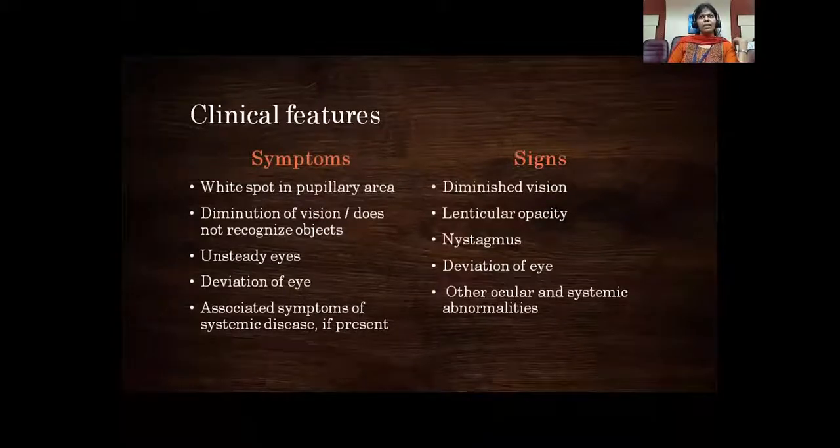And what will the signs be? Again, diminution of vision, less vision. As per age, we can check the vision and we can find out poor fixation, roving eye movements, etc. We can see the lenticular opacity. Nystagmus can be present, strabismus can be present, and other ocular and systemic abnormalities can be present.